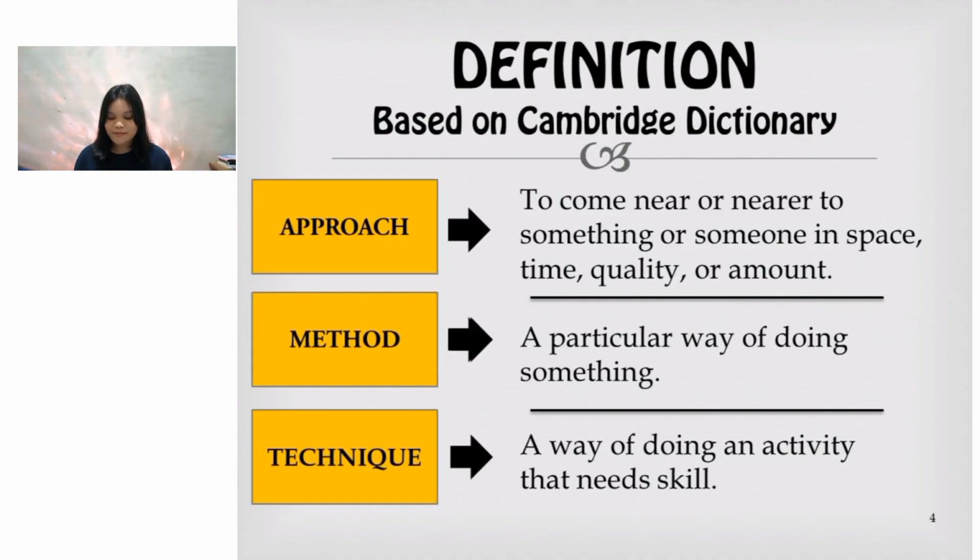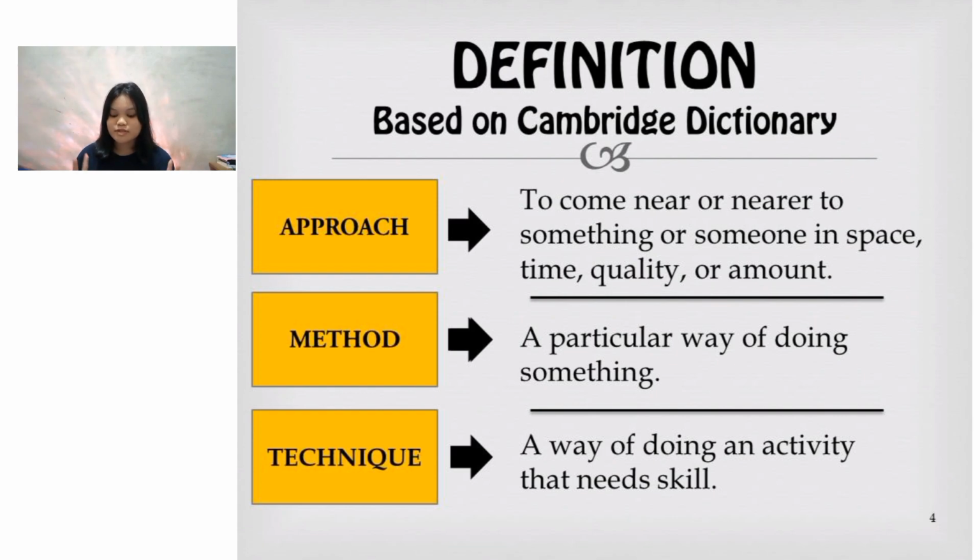Next is the definition based on the Cambridge Dictionary, about approach, methods, and technique. So what is the meaning of approach, method, and technique? The first one, approach. To approach is to come near or nearer to something or someone in speech, time, quality, or amount. So approach is something like becoming closer to something that we need. For example, the teacher toward the students.